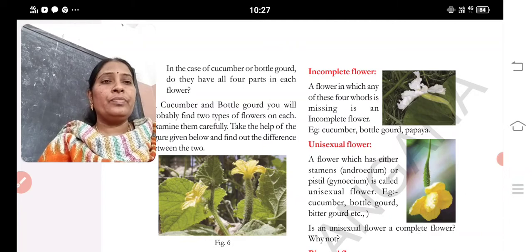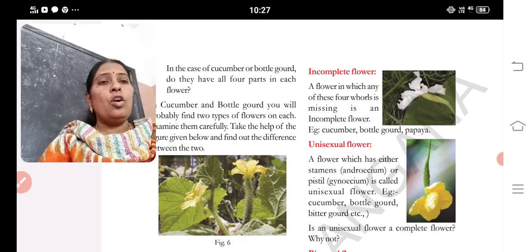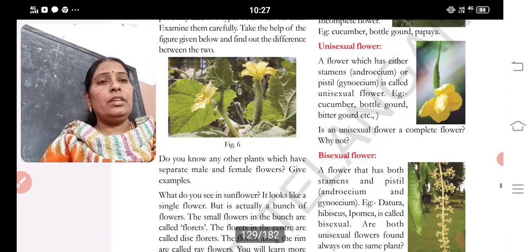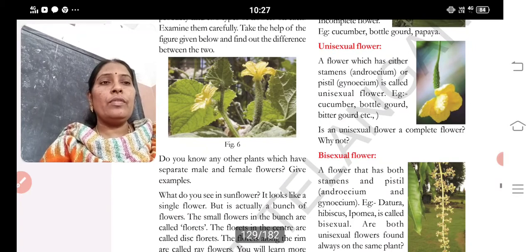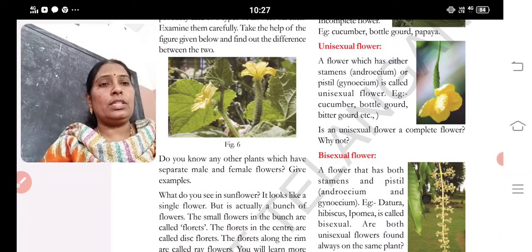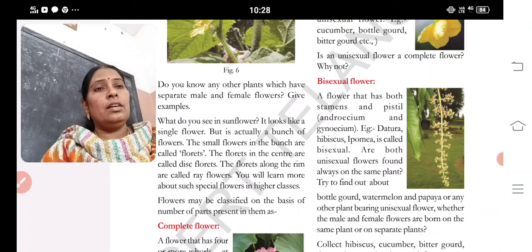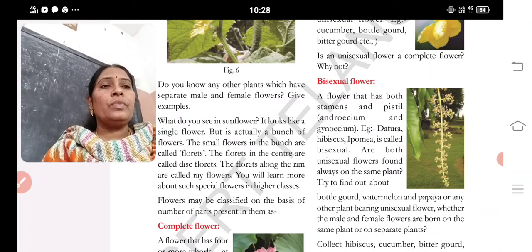Unisexual flower: a flower which has either stamens or a pistil is called a unisexual flower. For example, cucumber, bottle gourd, bitter gourd. Is a unisexual flower a complete flower? Why not? Bisexual flower: a flower that has both stamens and pistil is said to be a bisexual flower.